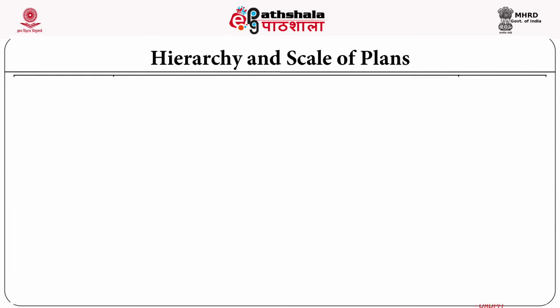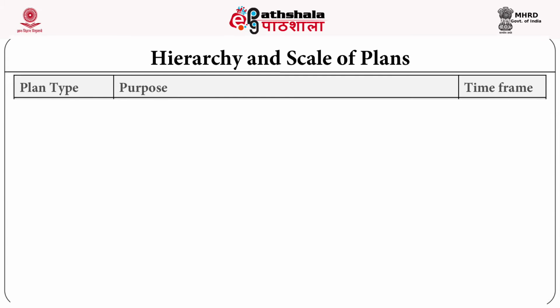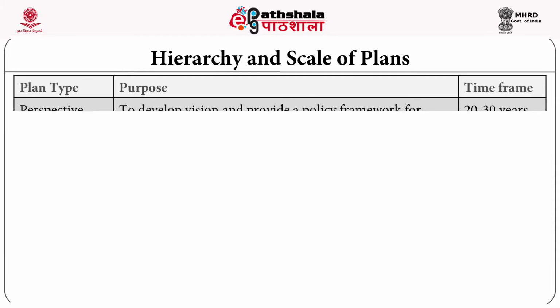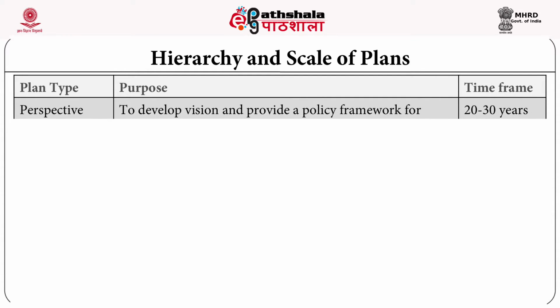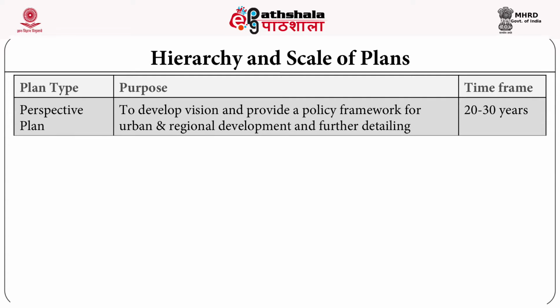This table talks about the hierarchy of plans. So the first plan is the perspective plan. Now what is the purpose of this perspective plan? The purpose of this perspective plan is to develop the vision and provide a policy framework for urban and regional development, and they are further detailed, and the time span is 20 to 30 years.